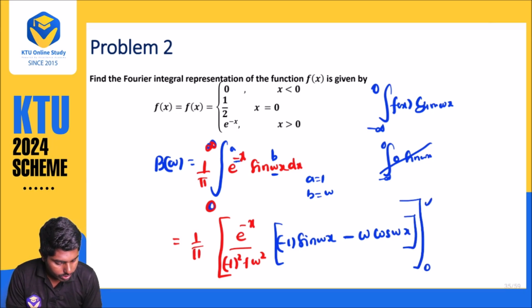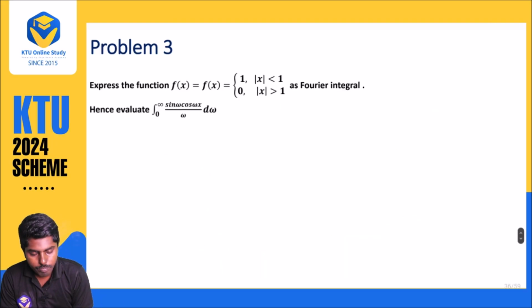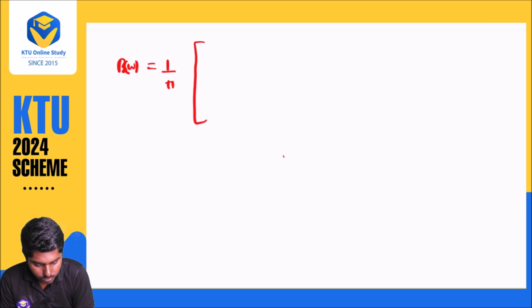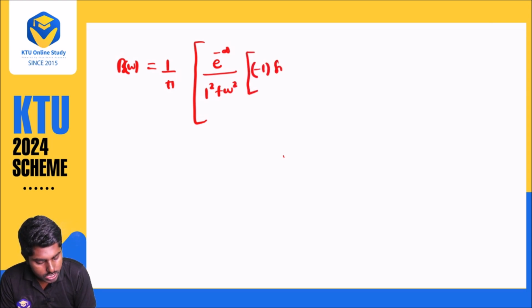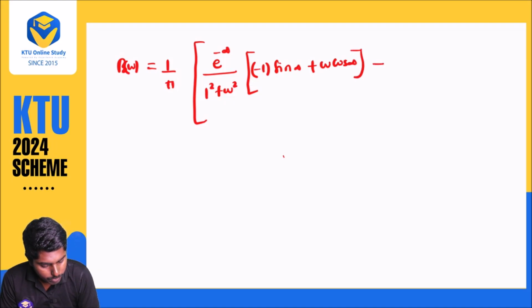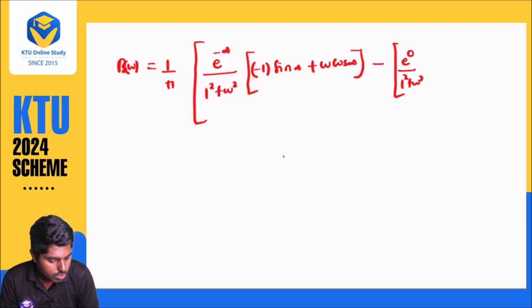Now apply the limit 0 to infinity. When you are applying the limit, upper limit minus lower limit. So b omega is equal to 1 by pi, e power of minus infinity divided by 1 square plus omega square, minus 1 into sin infinity plus omega into cos infinity, minus lower limit: e power of 0 divided by 1 square plus omega square into minus 1 into sin 0 plus omega into cos 0.